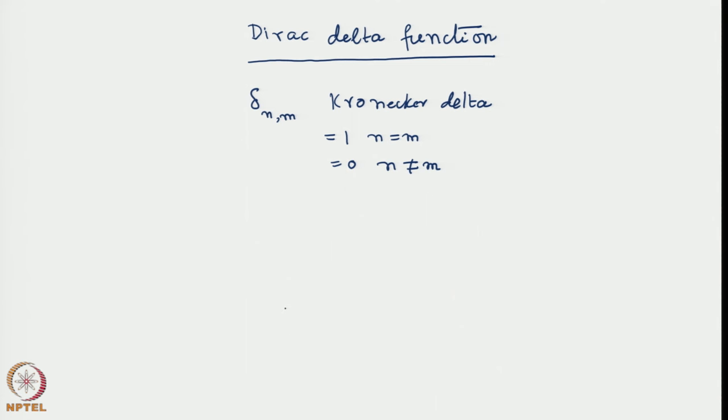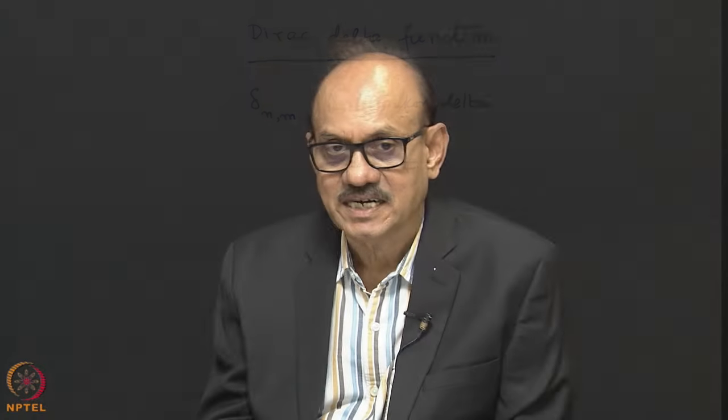But however, if my variables are not discrete and I want to describe the situation when the quantities say n and m are very close to each other and they are continuous variables, then this concept of Kronecker delta is no longer valid, and that is where delta function becomes a matter of use.